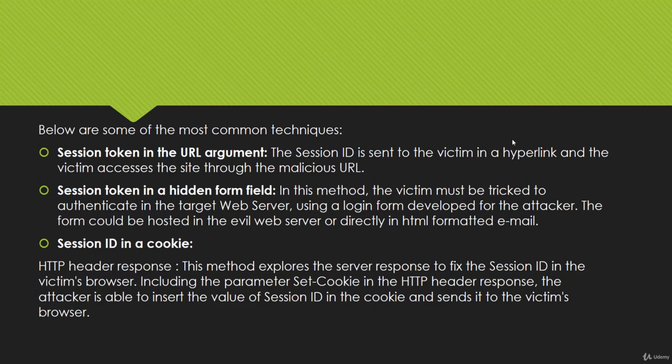That's another way. The third way is session ID in a cookie. HTTP header response. This method exploits the server response to fix the session ID in the victim's browser, including the parameter Set-Cookie in the HTTP header response. The attacker is able to insert the value of the session ID in the cookie and send it to the victim's browser. Now, let's see an example for the same in our testing environment.